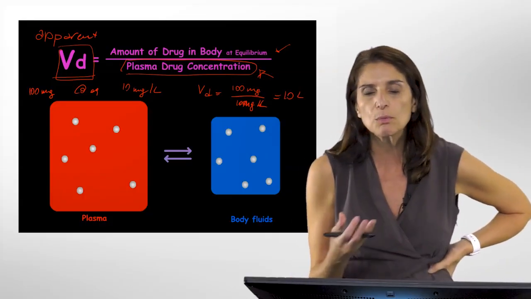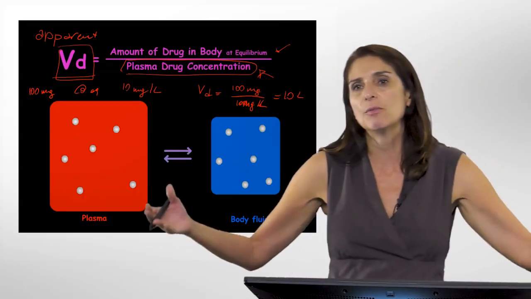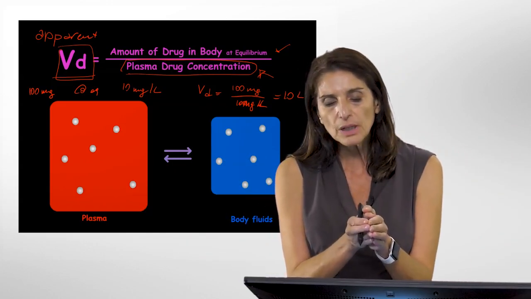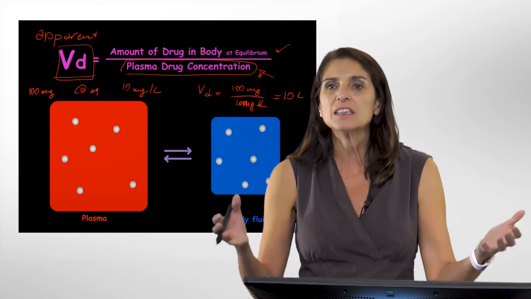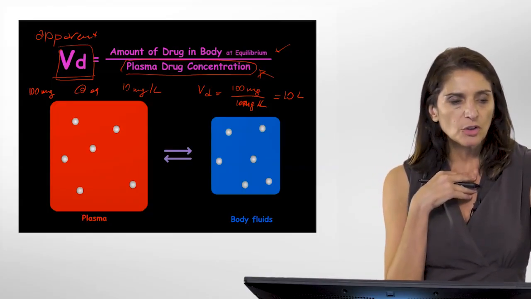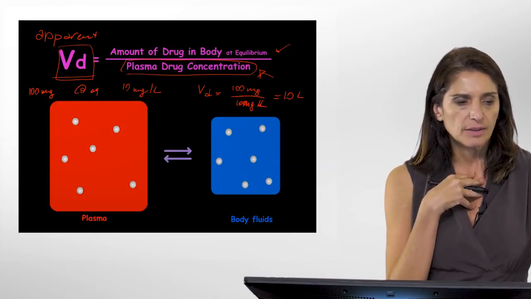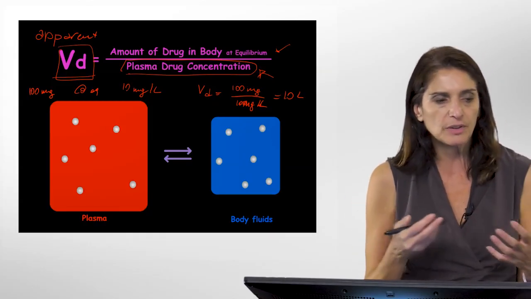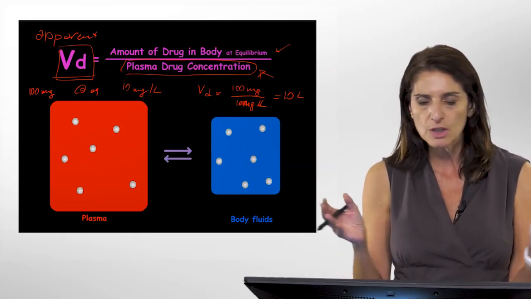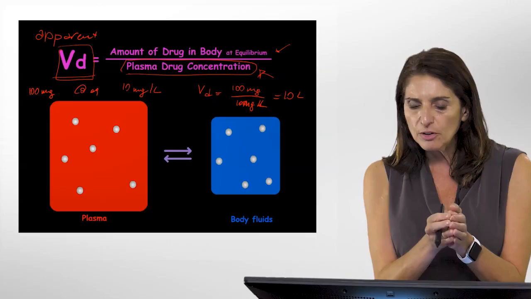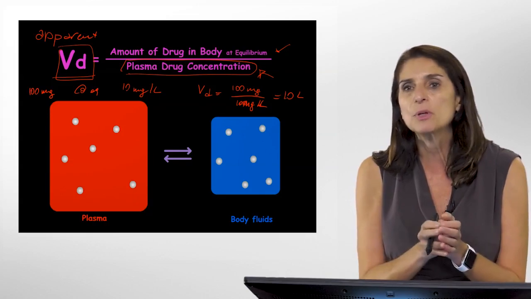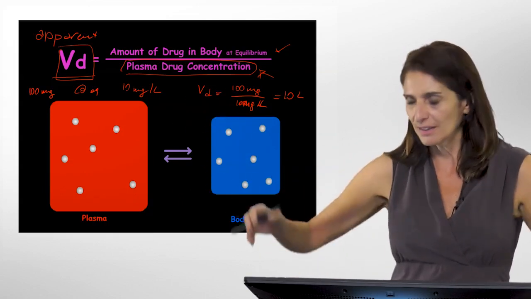In other words, we will need 10 liters of water to dilute the overall dose of the drug until the concentration is 10 mg per liter. So what that tells us is that this helps us think that the drug is distributed in a volume at a constant concentration. And so if the concentration of the drug in the rest of the body was the same as in the plasma, the body volume would have to be 10 liters.